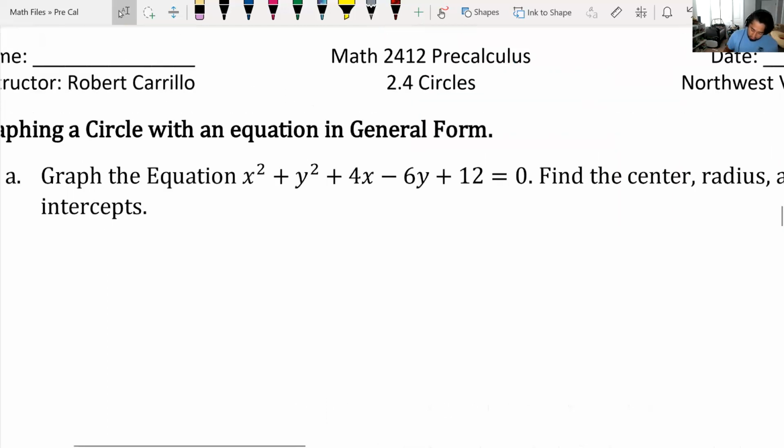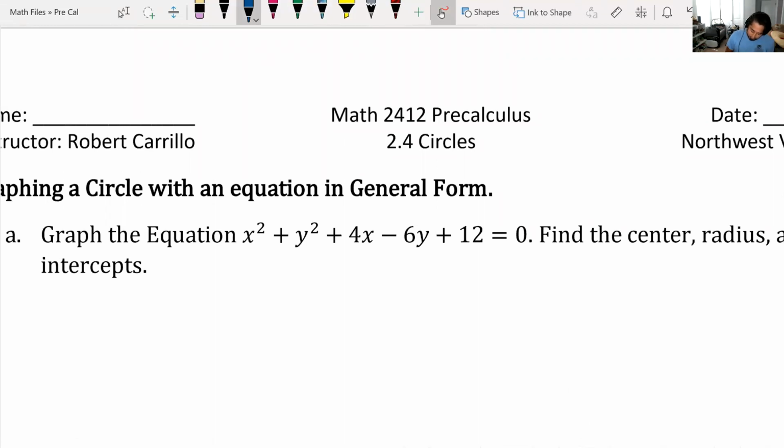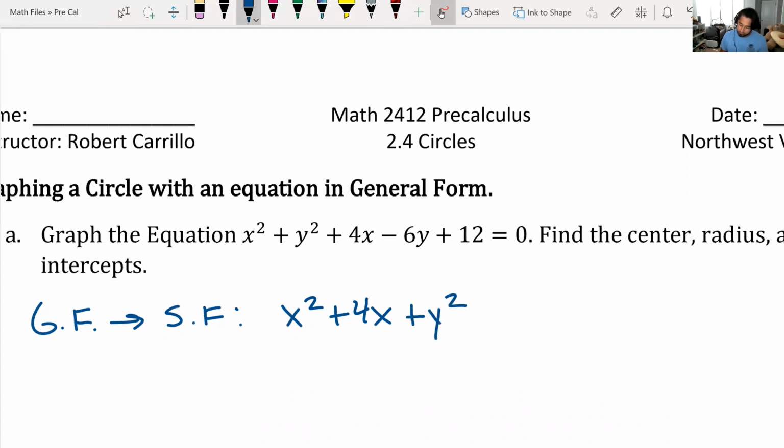All right. So we're going to go from general form to standard form. I'm going to rewrite the equation given, but on this step I'm going to put the like variables with each other, meaning x's with x's, y's with y's. So x squared plus 4x plus y squared minus 6y, and what I'm going to do now is take that 12, move it over to the right side, equal to negative 12.